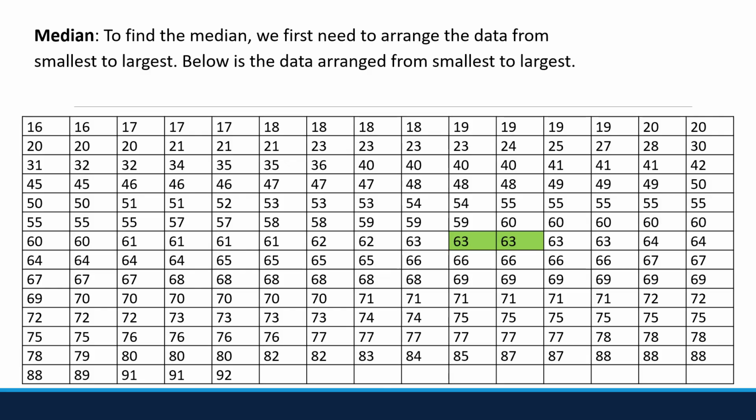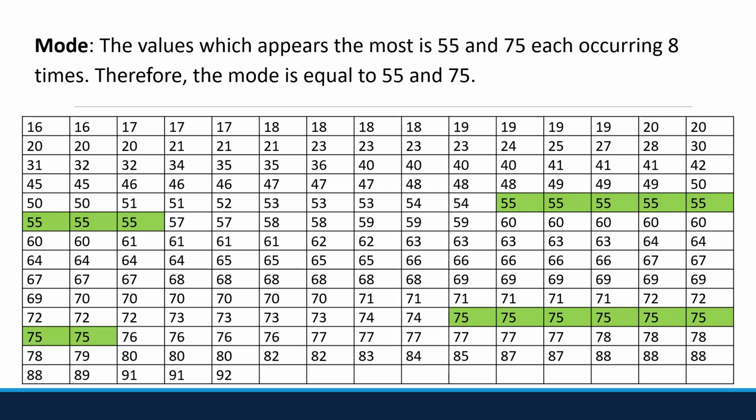To find the median, we need to arrange the data from smallest to largest. Next, we want to find the middle number of the arranged data. In this case, there is an even number of data points, therefore the median will be the average of the two middle numbers. For the age variable, the two middle numbers are 63 and 63. Therefore, the median is equal to 63. The values which appear most are 55 and 75, each occurring 8 times. Therefore, the mode is equal to 55 and 75.